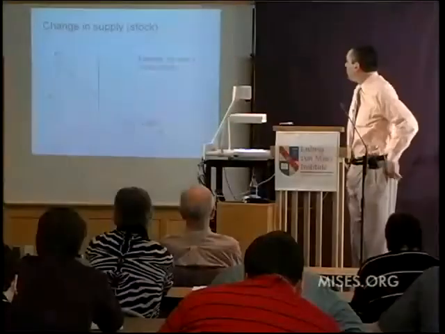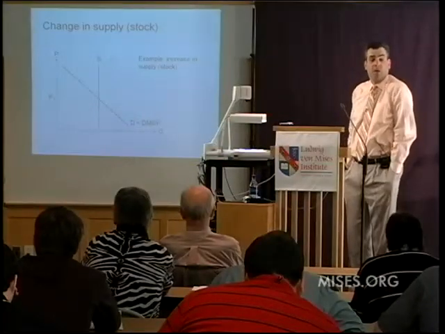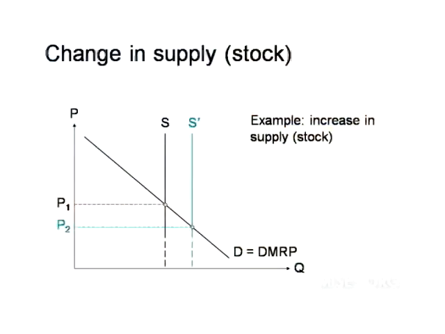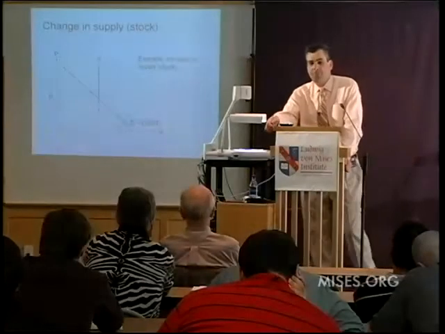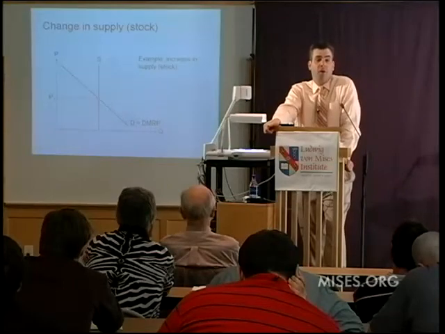Right? We can imagine that there's an increase in the supply of the factor. So we go from the original stock S to this new stock S prime. If we assume that the marginal revenue product schedule remains the same, then the equilibrium rental price of that factor is going to fall from P1 to P2. Okay? You could think of the labor market, for example.